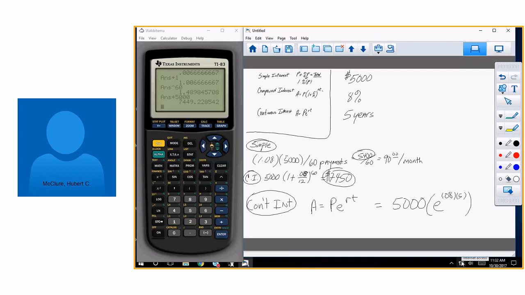So take your handy dandy calculator, clear it, and type in second function, natural log, and then 0.08 times 5, close parentheses, enter, and then multiply that by what? 5,000. 7,459.